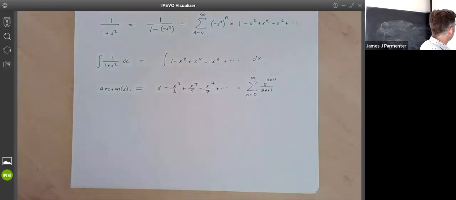I got x to the right power. I'm dividing by the right thing, but I've forgotten the alternating part. Where did you get arctangent?